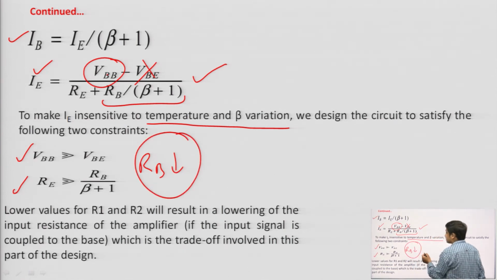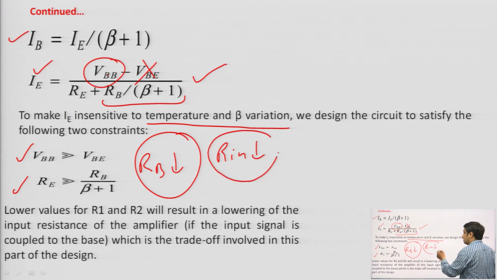If RB is less, then your input resistance will be less, and for any voltage amplifier it is mandatory that the input resistance should be as high as possible, fine, input resistance should be high. That is the issue, that is the trade off, in fact we have to optimize that, fine.